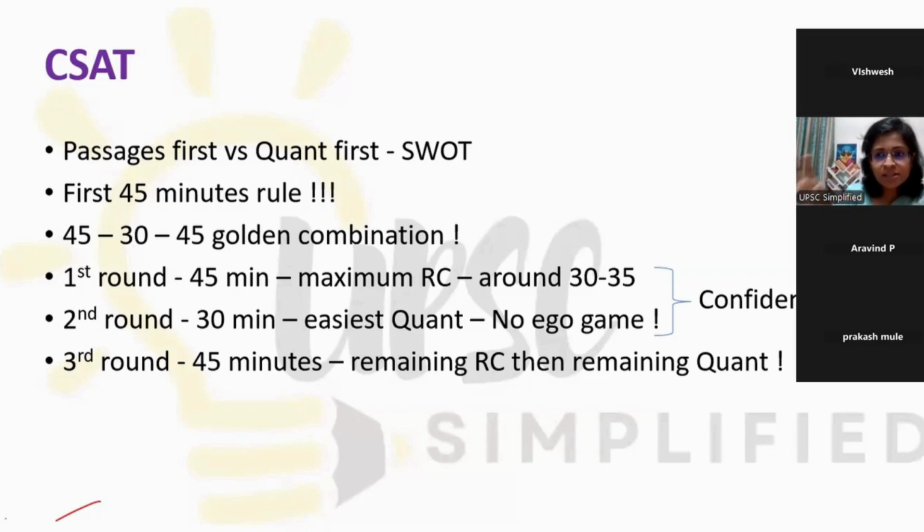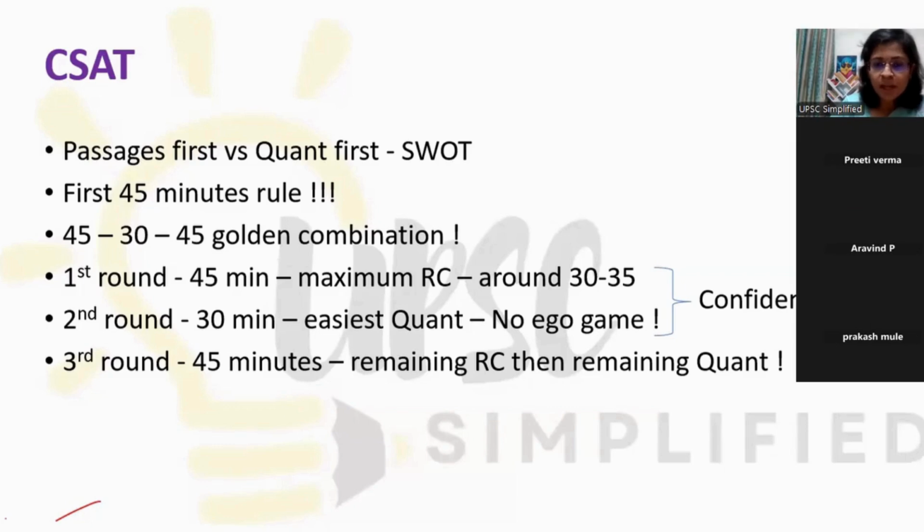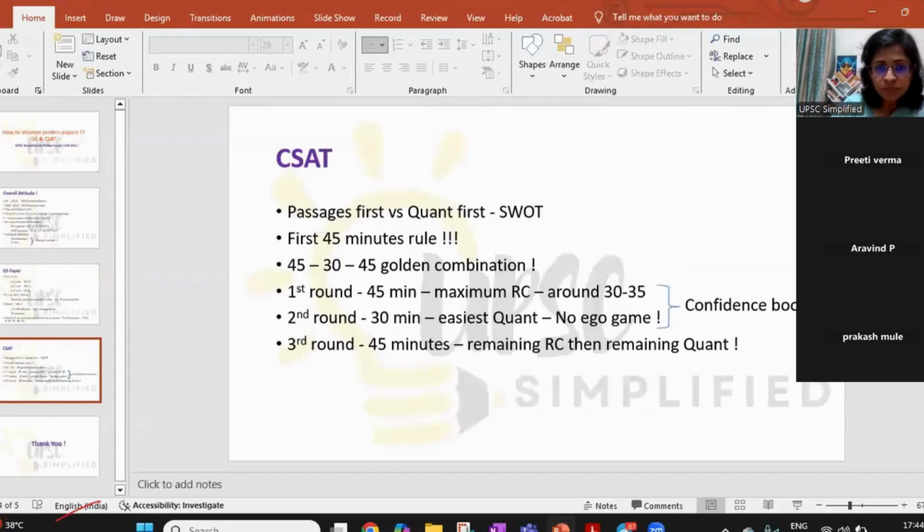In the end, it should not be that you are keeping the bubbling for the last 5 to 10 minutes. It should not be then. So in the GS also in the last round, and CSAT also in the last round, the bubbling should be simultaneous. This should be the approach. So I think whatever I wanted to convey, I have covered. We will now take your questions from your side.